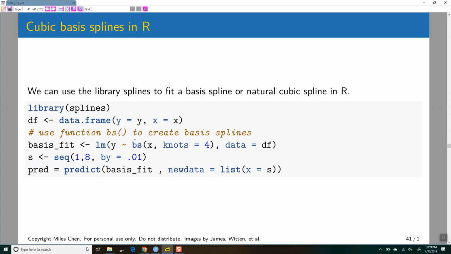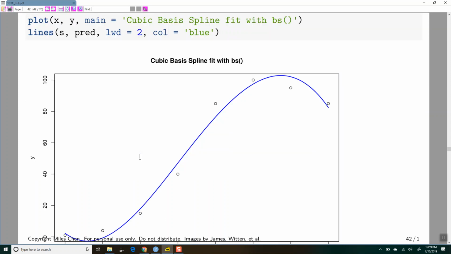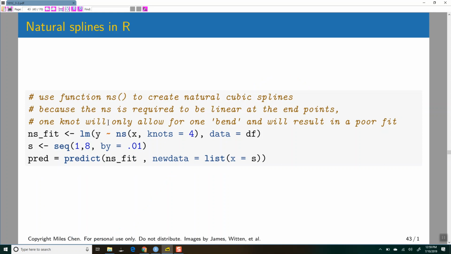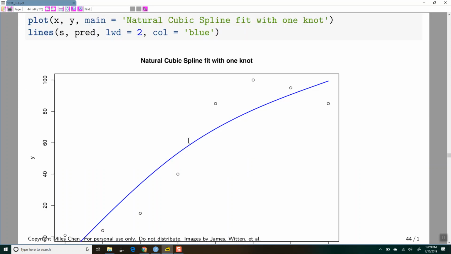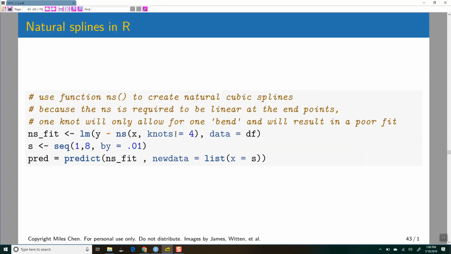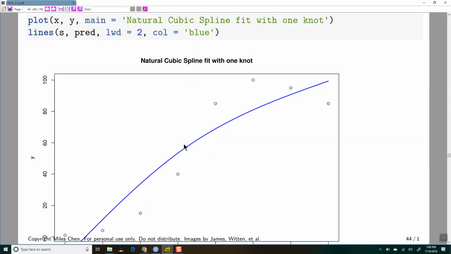Okay, so anyway, BS to fit a basis spline. You can use NS for a natural spline. Okay, and here we want a natural spline at 4, and with 1 knot, I guess if you impose the constraint that it has to be linear at the end, it can't do much, and this is what you end up getting. Okay, so you probably need to add another knot for a natural spline there.